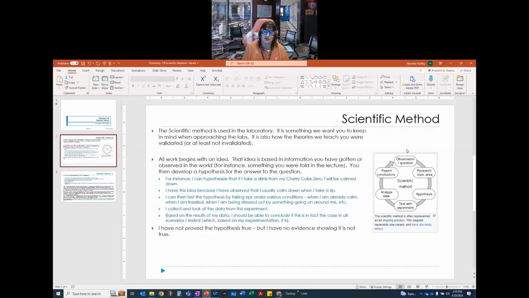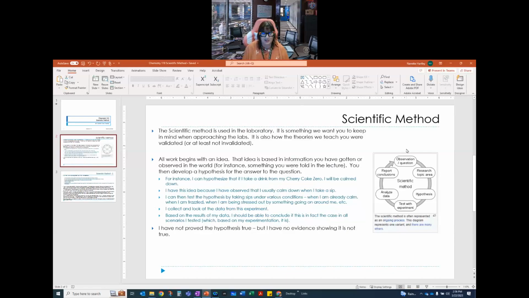And of course, a well-designed experiment will hopefully only change one thing at a time. So if we change multiple things, how do we know that the result that we're seeing is because of what we thought it was from? That's why we have to try and change one thing at a time. So based on the results of that data, I should be able to conclude if it is in fact the case in all scenarios which I tested.